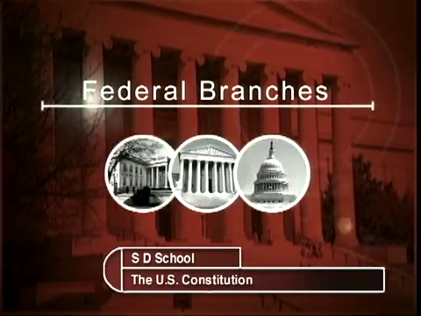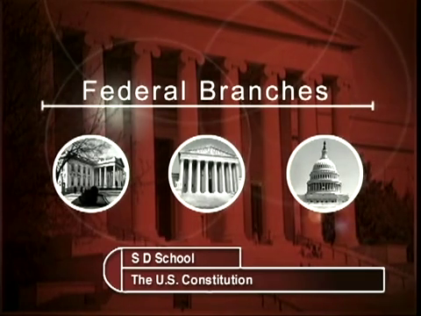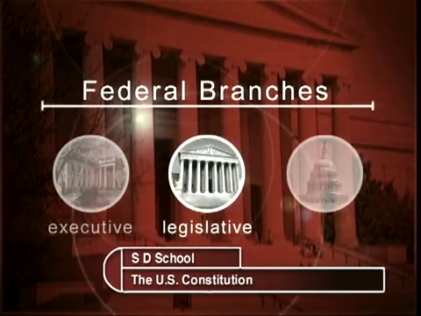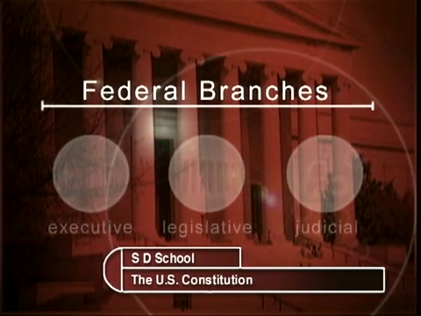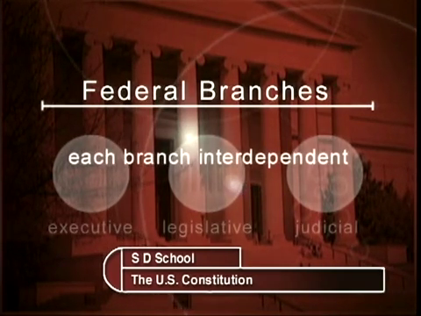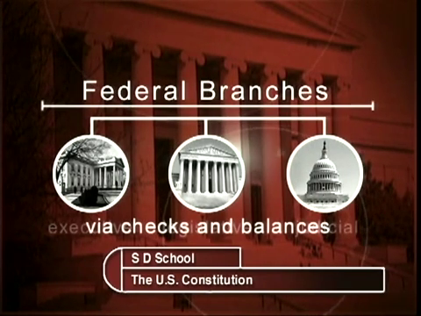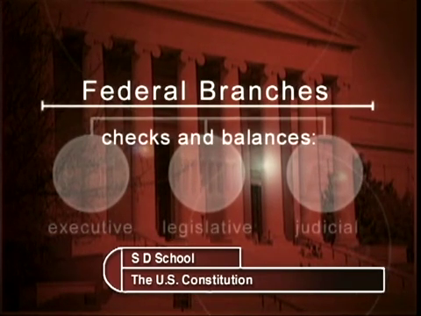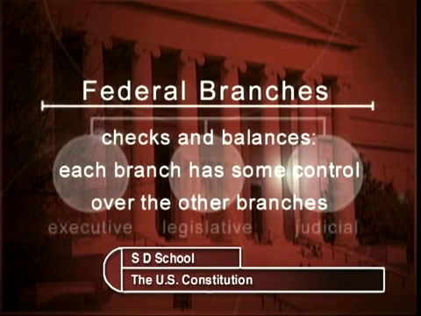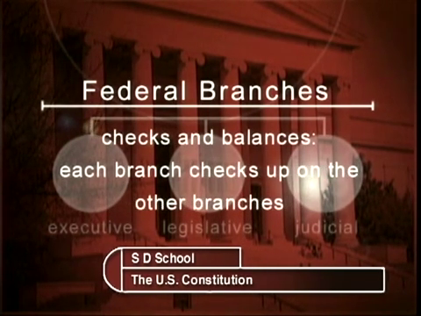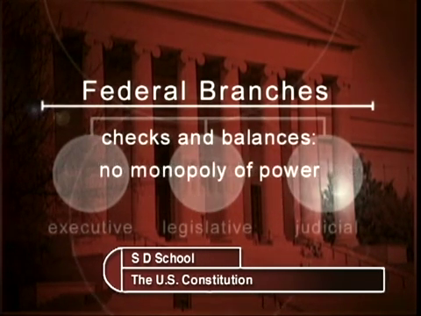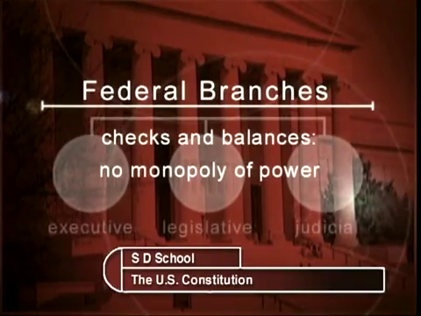Separation of powers divides government power between 3 federal branches: the executive, legislative, and judicial. The Constitution guarantees that each branch is interdependent upon the other branches via checks and balances. This system of checks and balances gives each branch of government a little bit of control over the others, which allows them to check up on each other. That way, one branch is not allowed to monopolize power.